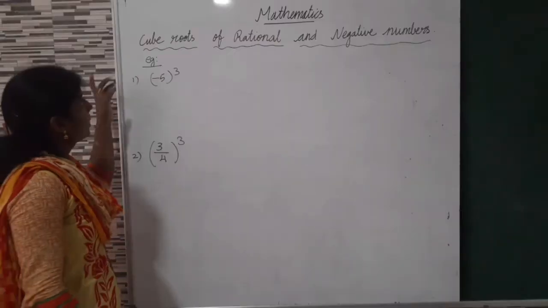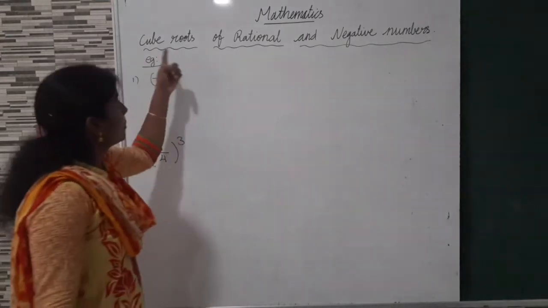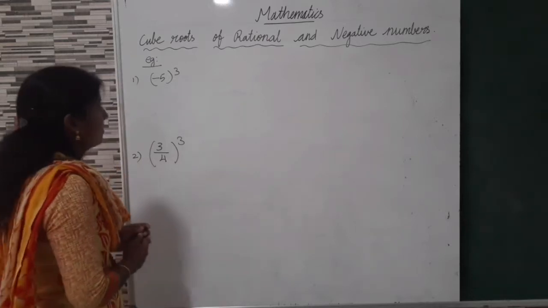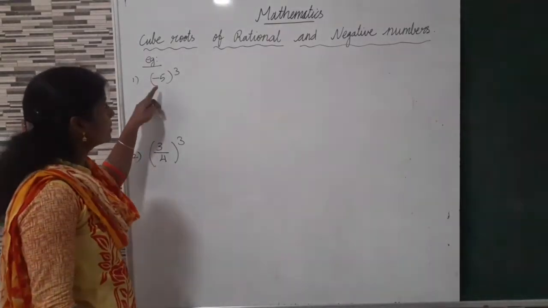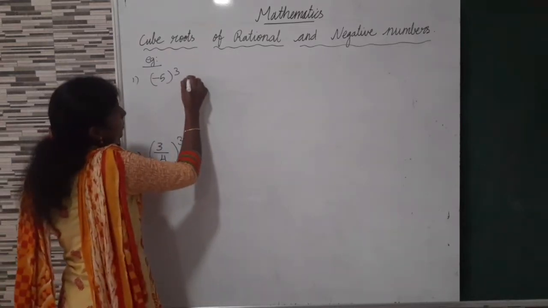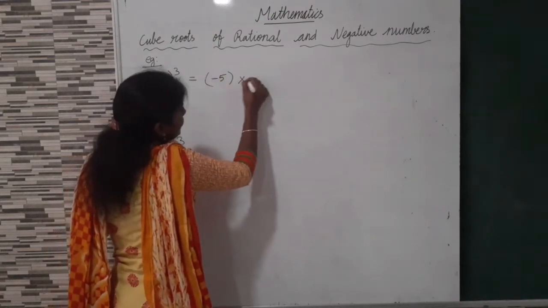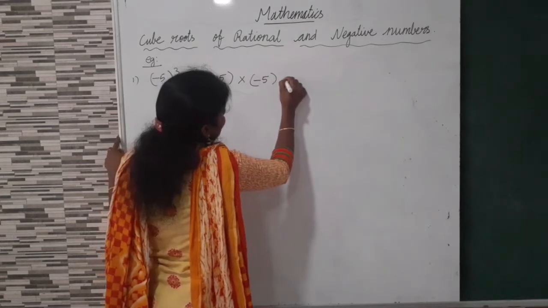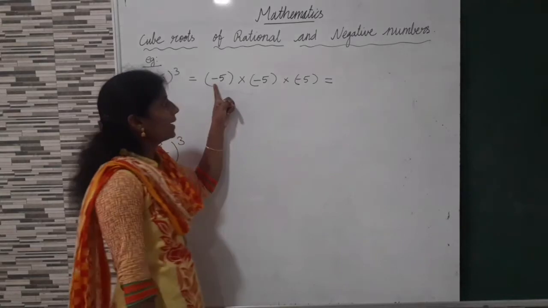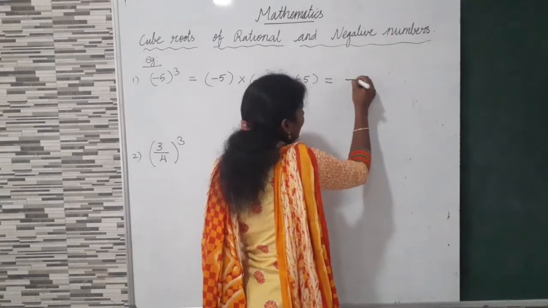Now cube roots of rational and negative numbers. For example, we can take any negative number, -5 the whole cube. -5 the whole cube means we multiply -5 three times, -5 into -5 into -5. Minus into minus is plus, plus into minus is minus, so this answer is also negative.